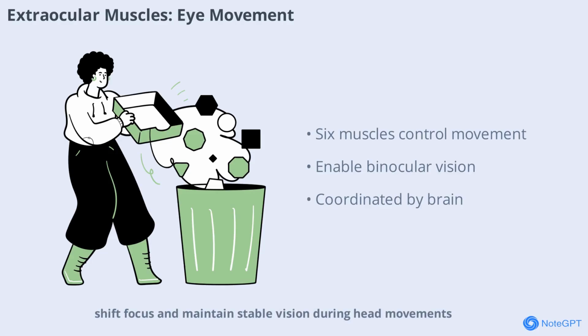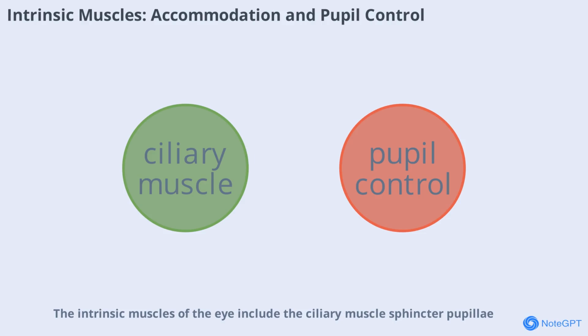Intrinsic muscles of the eye include the ciliary muscle, sphincter pupillae, and dilator pupillae. The ciliary muscle adjusts the lens for near and distant vision, while the sphincter and dilator pupillae control pupil size in response to light. These muscles are regulated by the autonomic nervous system, ensuring the eye adapts quickly to changing visual demands and lighting conditions.